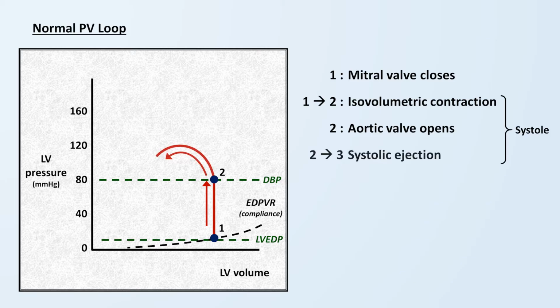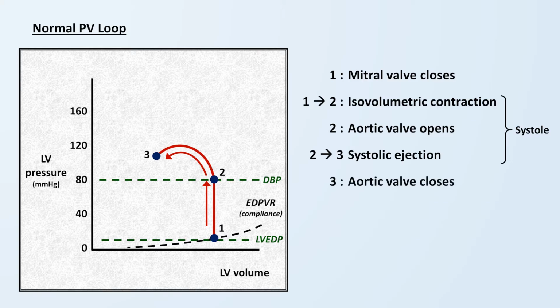As blood is ejected from the LV during systole, the LV volume decreases on our curve with a dome-type morphology to the pressure until reaching point number 3. Point 3 occurs after the LV starts to relax and the LV pressure has dipped below the aortic pressure.